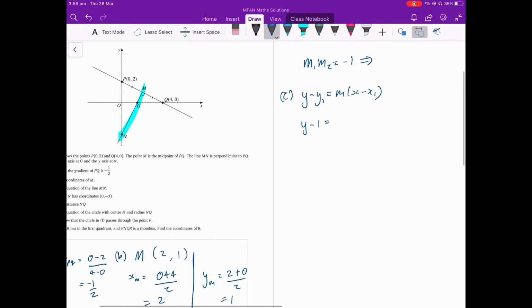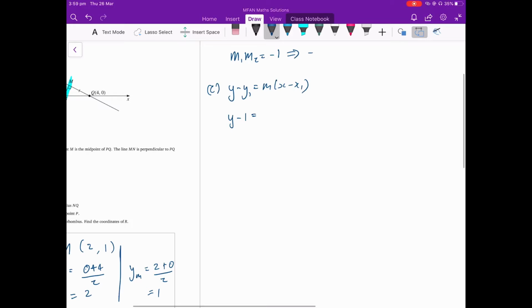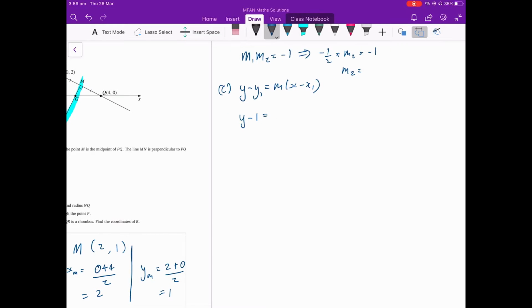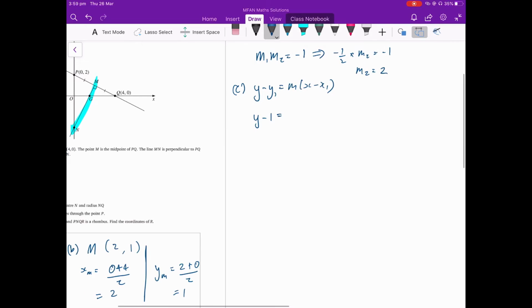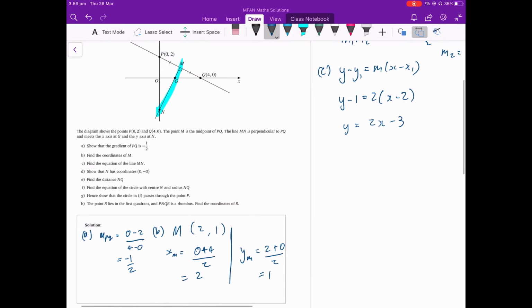So therefore, if the gradient of PQ is negative a half, then negative a half times M2 is equal to negative 1. Times both sides by negative 2. So M2, or the gradient of MN, would be equal to positive 2. So I get y minus 1 equals 2 times (x minus 2). So y is equal to 2x minus 4 plus 1, so minus 3. So that is MN.